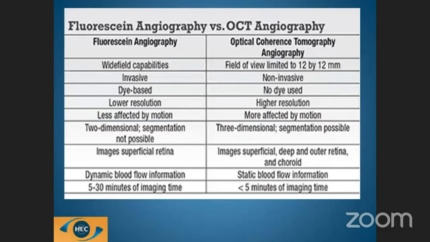The other differences from fluorescein angiography are that in fluorescein angiography, usually the field of view is much wider, and we can see the lesions in the periphery much better. Whereas in OCTA, the field of view is limited to 12 by 12 millimeters, and getting scans from the periphery may sometimes be difficult if the patient's cooperation is not very good. Fluorescein angiography is invasive, and this is non-invasive. Fluorescein angiography is 2-dimensional, and this is 3-dimensional.